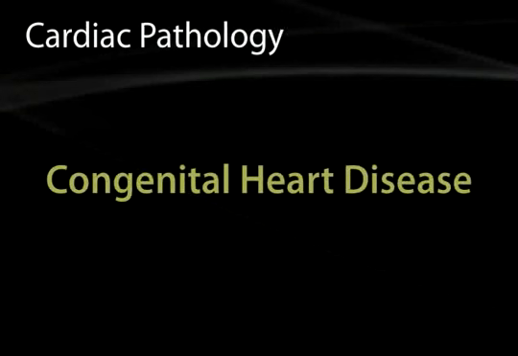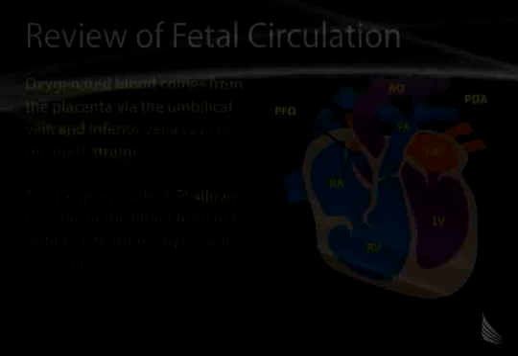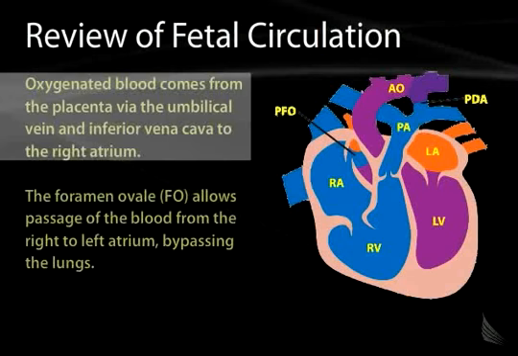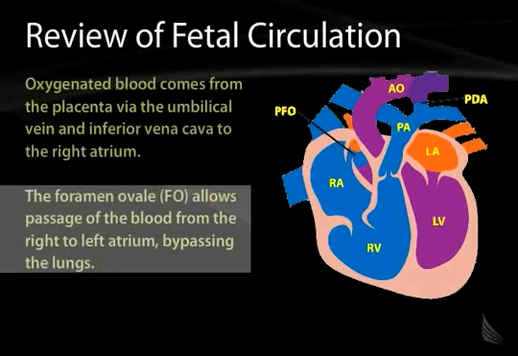Another session on congenital heart disease. So, a review of the fetal circulation. Oxygenated blood comes from the placenta via the umbilical vein and inferior vena cava to the right atrium. The foramen ovale is patent at this time and allows passage of the blood from the right to the left atrium, thereby bypassing the lungs.